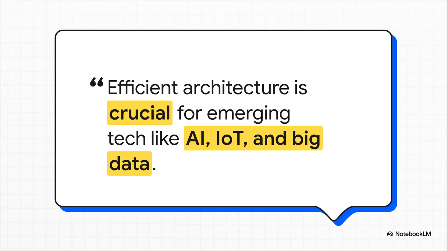And this is why this all matters so much. The solutions to these problems, they aren't just for academics in a lab. Efficient architecture is what will make the next wave of technology possible. Everything from smarter AI to all the countless devices in the Internet of Things to analyzing big data. It's literally the foundation for our future.